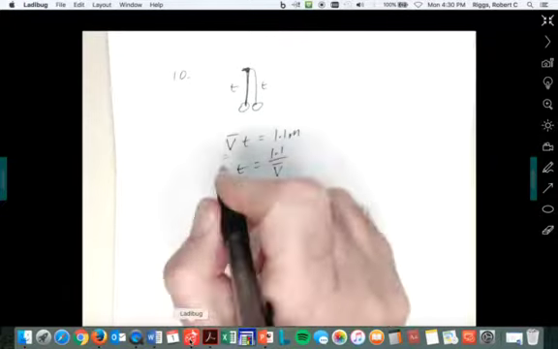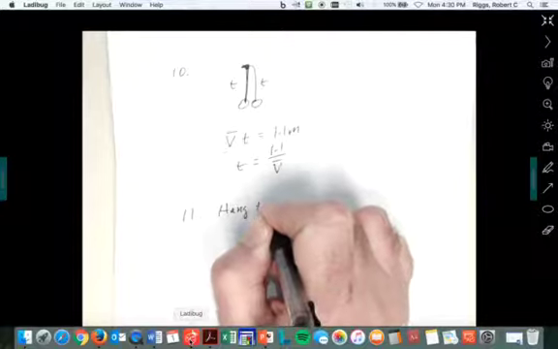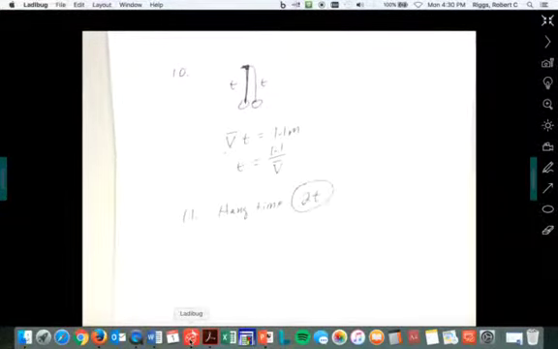And then to get his total in 11, to get his hang time, you take that answer and you multiply it by 2.